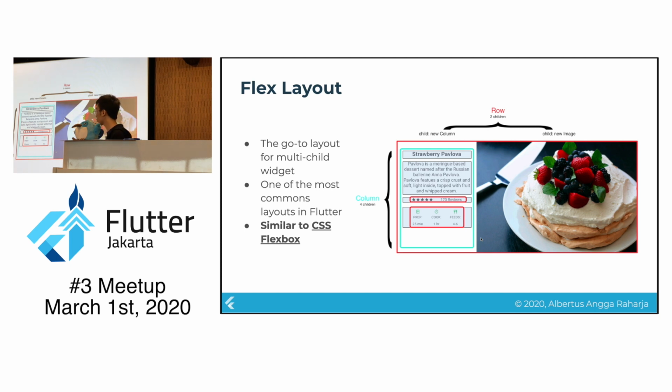That brings us to flex layout, which is the go-to layout for multi-child widgets. Why? Because it's one of the most common layouts in Flutter. Also, it's the easiest widget to use for laying out multiple children. You just have to declare whether you want to lay it out vertically or horizontally. It's very similar to CSS Flexbox. If you're familiar with web development and CSS, you can probably take it easy for the next few slides. I will tell you once you have to think a bit harder, because all of these concepts are exactly the same as CSS Flexbox.